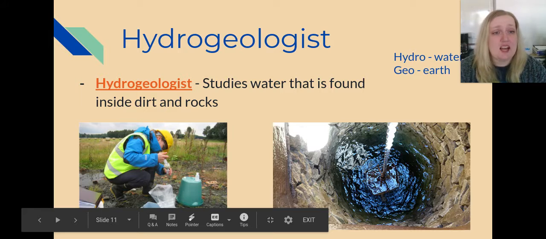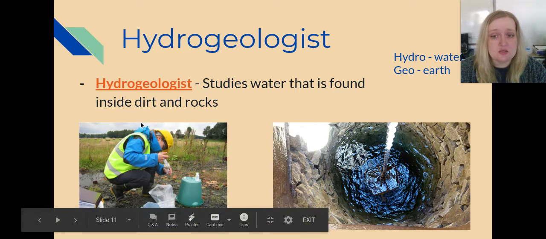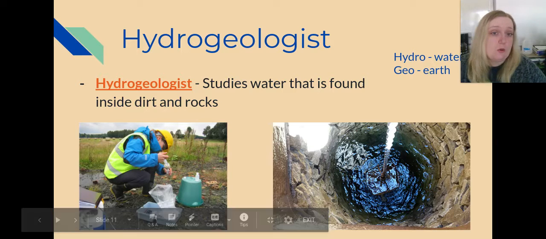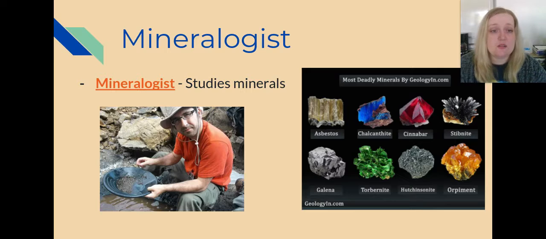Next one is hydrogeologist. So we have 2 root words here I want to point out. Hydro means water, and geo means earth. So this literally means water earth studier, basically. So a hydrogeologist is a scientist that studies water that's found inside dirt and rocks. The picture you'll see is this one. This is an individual that's taking samples from soil that has a water source with it. So that's a hydrogeologist.